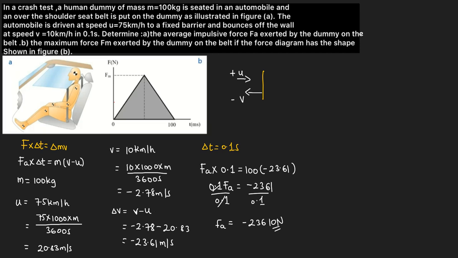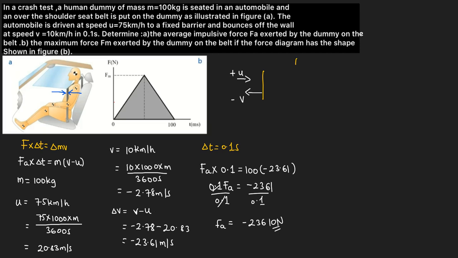So let's look at the reason why it is that way. The average impulsive force exerted by the dummy on the belt. The belt will be exerting a force in this direction on the dummy, and then the dummy will also exert this force in the opposite direction, which will be the average impulsive force that the dummy exerts on the belt. So you see that the average impulsive force is opposite to the force that the belt is exerting on the dummy. So we are going to have this to be what? Negative. That's how come the answer is negative. So let's take note of that.